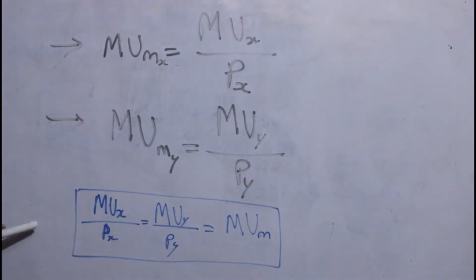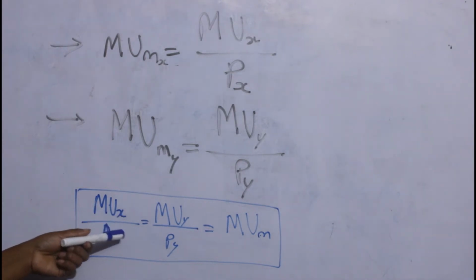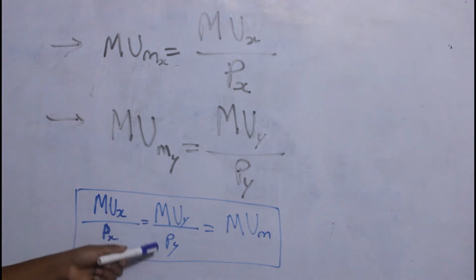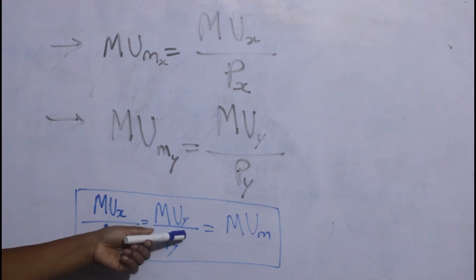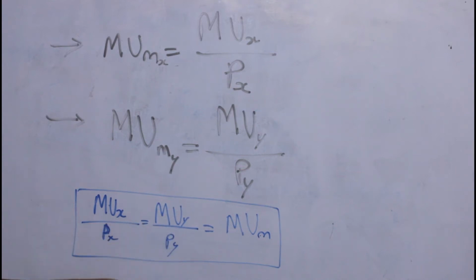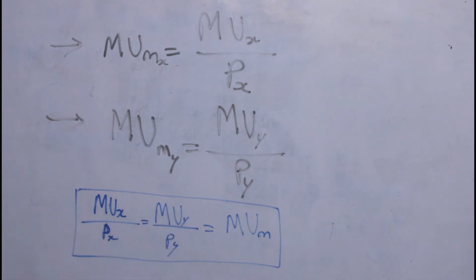The principle of equi-marginal utility can be written in this form: the ratio of marginal utility of X upon price of X will be equal to the ratio of marginal utility of Y divided by price of Y, and these will be equal to the marginal utility of money, or the marginal utility of the last rupee spent on both commodities.